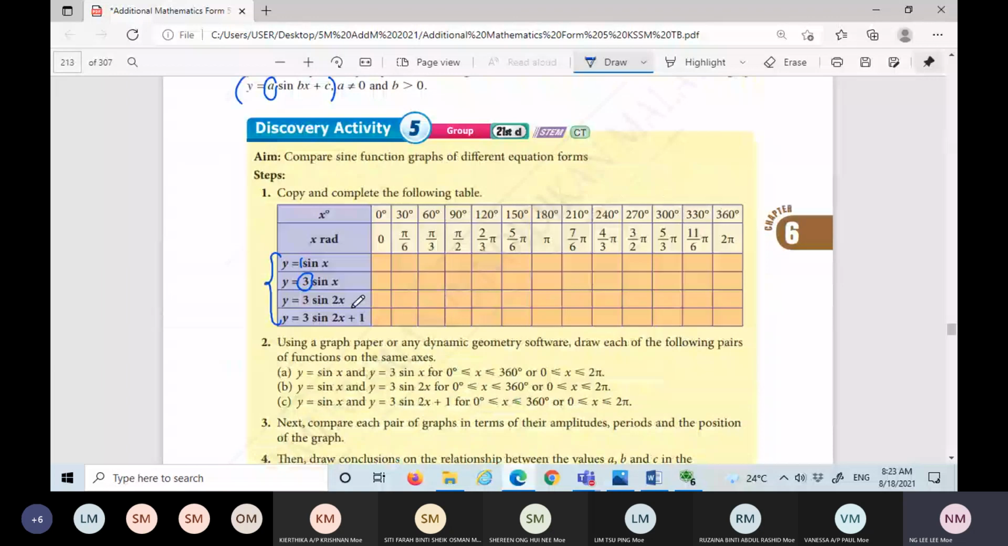Second graph again. The next one I'm going to draw is y equals 3 sine 2x. Compared to the second graph, the a is the same. Now the difference is the b. Here in front there is nothing, so the b is 1, but here the b is 2. We will see what will happen.